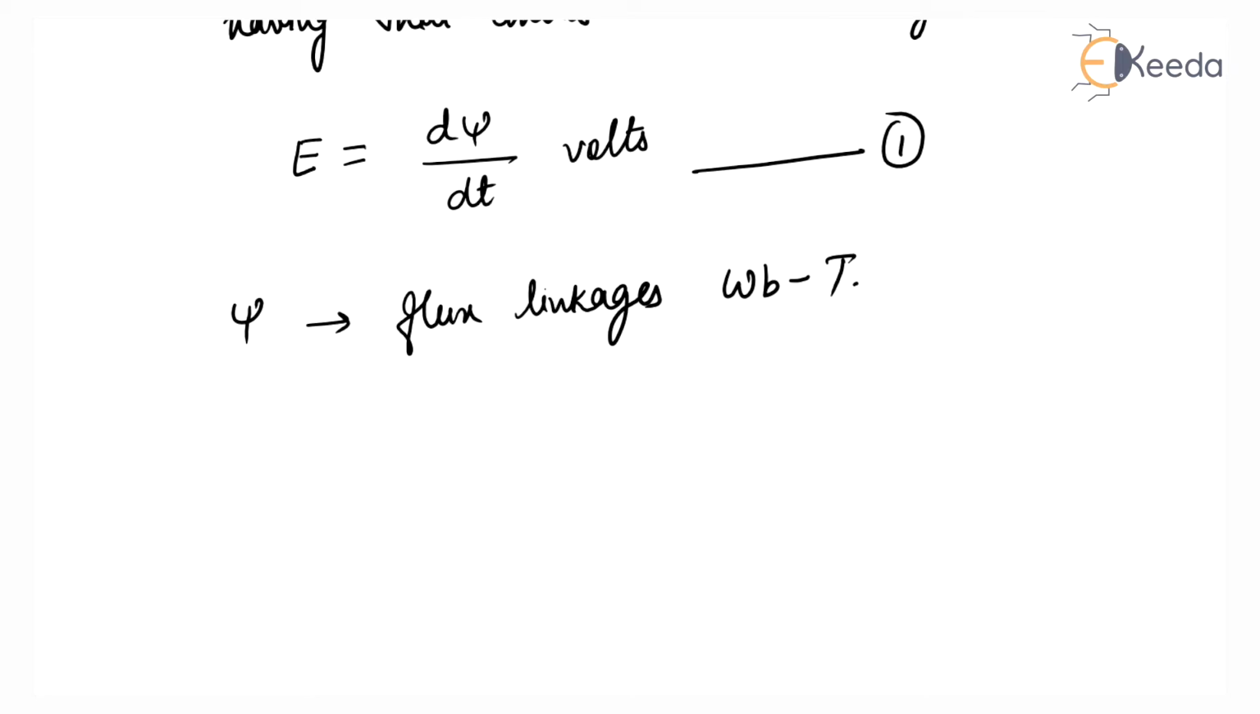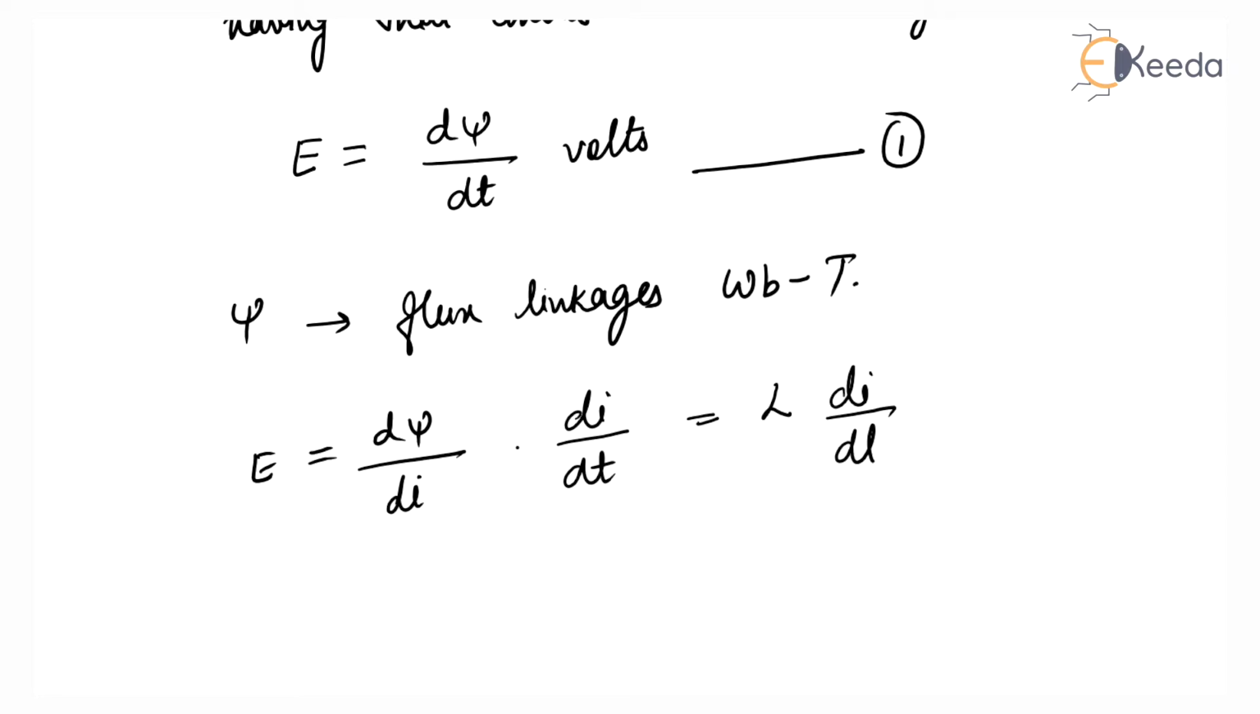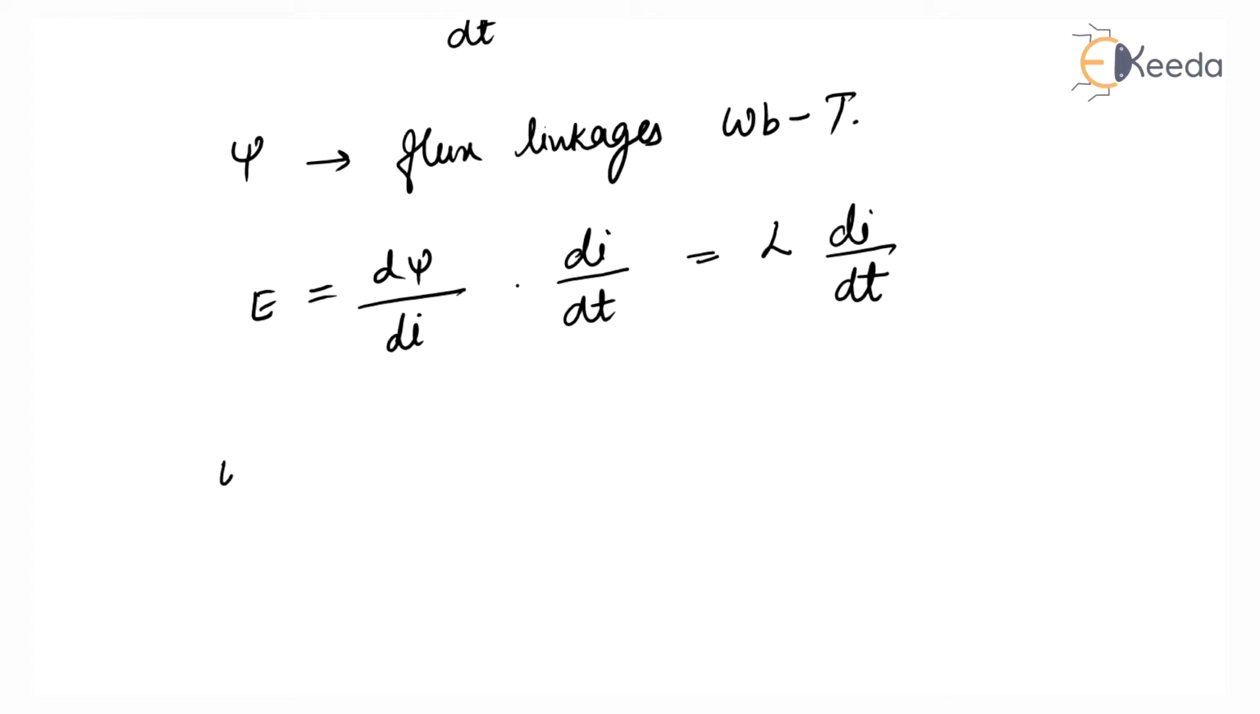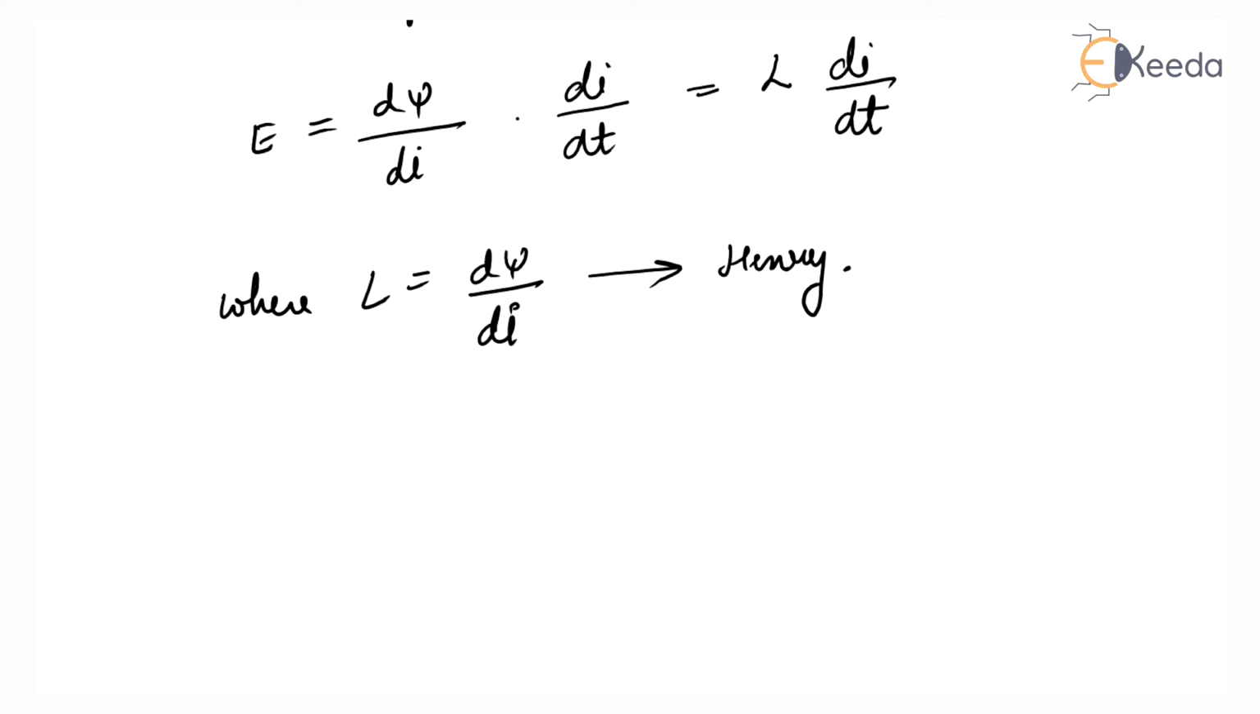So equation 1 can be written in the form of E is equal to d psi by di into di by dt, where d psi by di is equal to L. I already told you this in my introduction part, where we know L is equal to d psi by di, inductance in Henry. In a linear magnetic circuit, flux linkages vary linearly with the current such that the inductance remains constant and is given by L is equal to psi by I Henry.